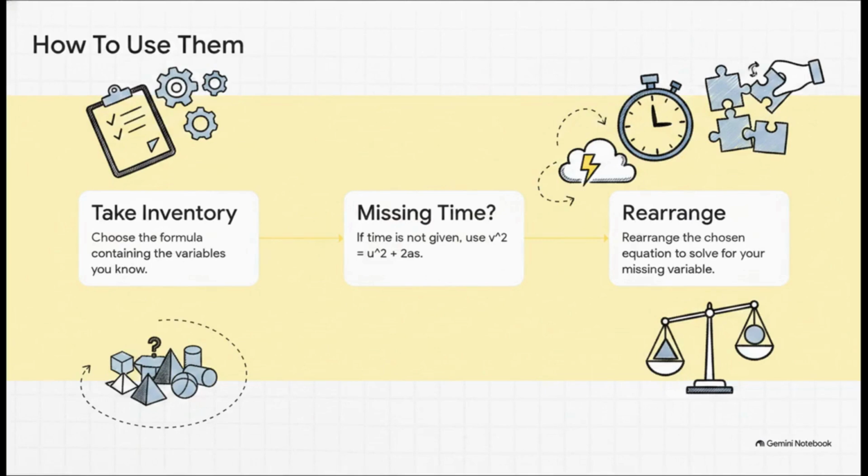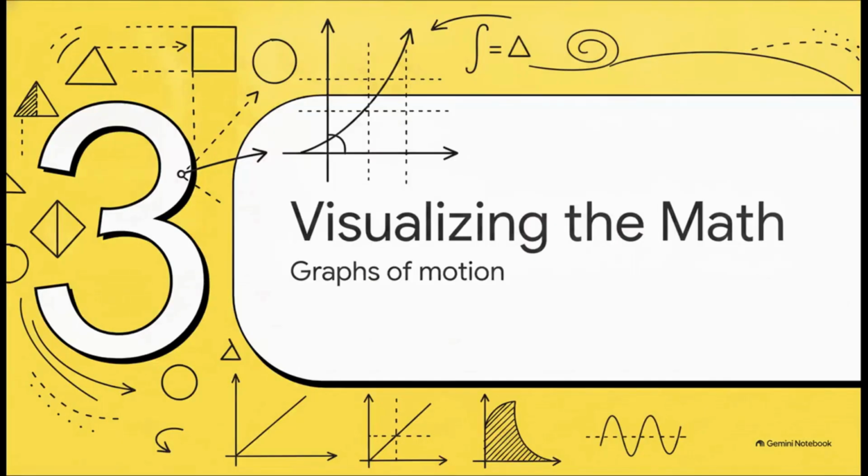So how do you actually use these out in the wild? It's basically a matching game based entirely on what you have and what you're trying to find. Step 1, just take a quick inventory of the variables you already know. Step 2 is a brilliant little shortcut. If the time variable is nowhere to be found in your problem, just jump straight to equation 3: v squared equals u squared plus 2as. It's the only one that completely ignores time. Then step 3 is just some basic algebra to rearrange things and solve for your missing piece. Easy as that.